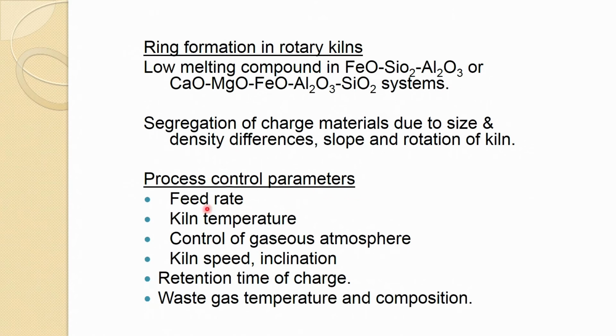Process control parameters usually are the feed rate, kiln temperature, control of gaseous atmosphere, kiln speed, inclination, retention time of the charge, waste gas temperature and composition. These are the control parameters which are associated with rotary kiln based processes.